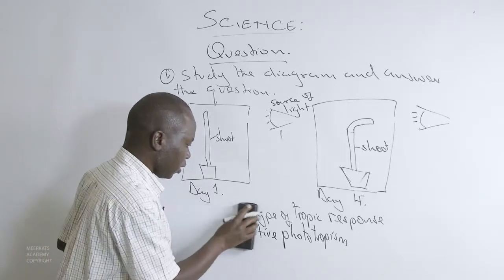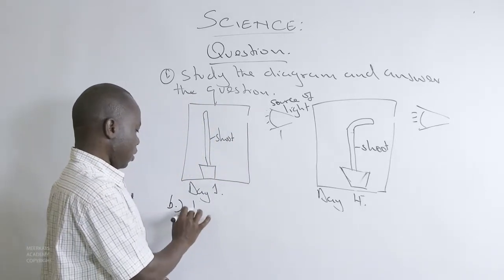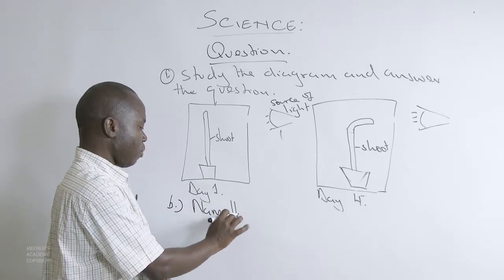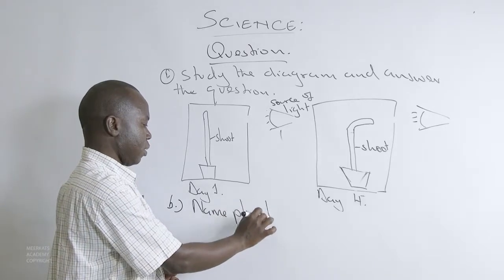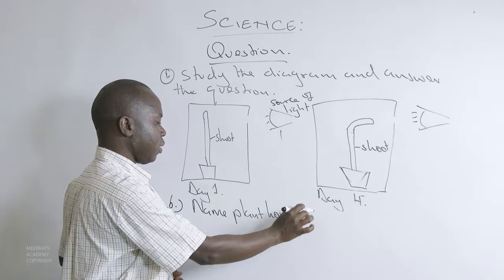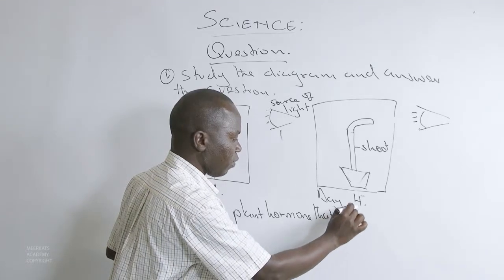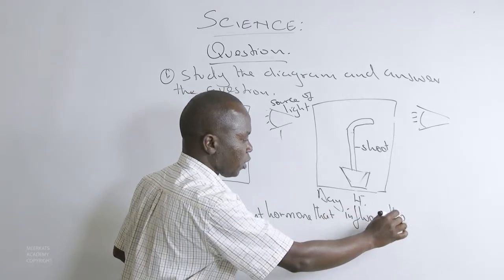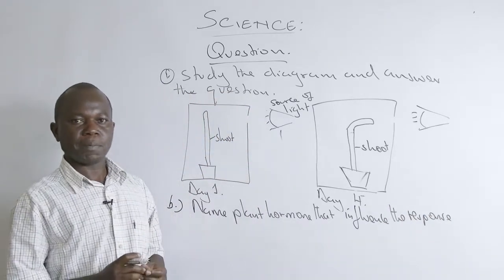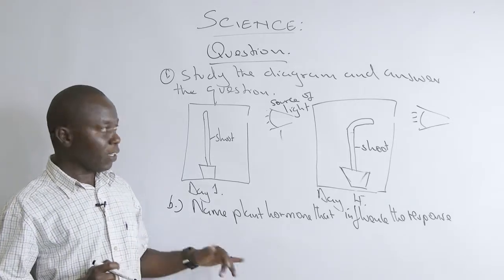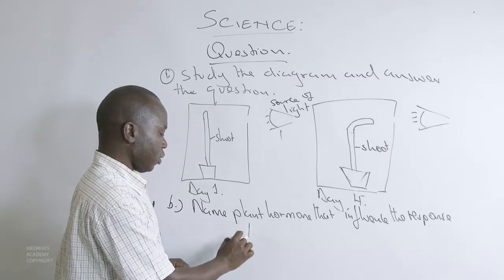Another question on this, part B: name the plant hormone that influences the response. We have identified the hormone and it has been majorly one. The hormone is called auxin.